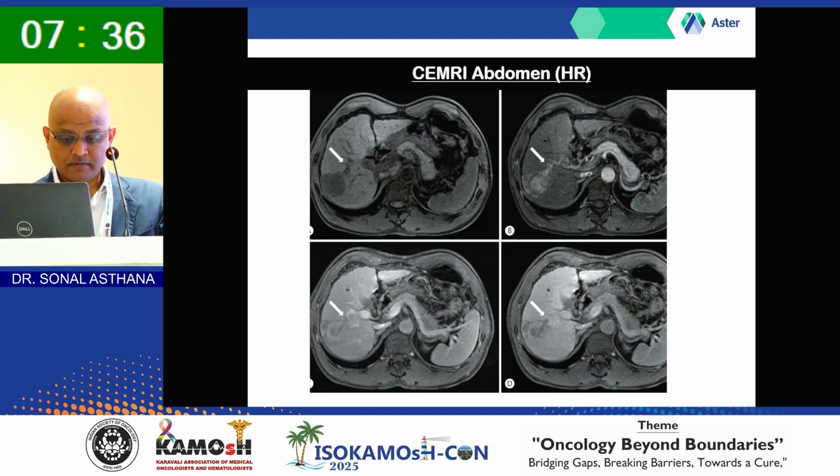So I think I'll just move on to this in the interest of time, because there is actually a venous invasion here. Yeah, it's probably better seen here. Now I can see the subsegmental vein involvement, thrombus.